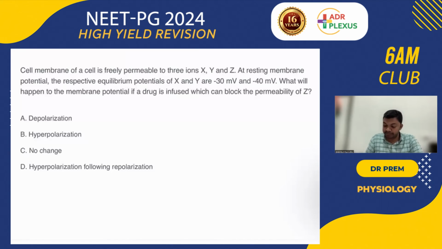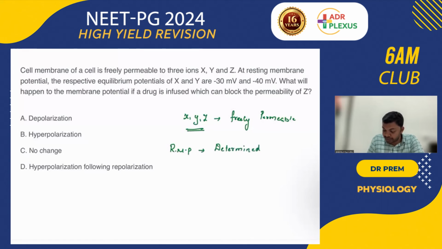Another tough question, kind of important as well. So, people, answer this question, guys. See, there are three ions, X, Y, and Z. And these three ions are freely permeable. And please remember, the resting membrane potential of a cell is determined by freely permeable ions like potassium. It is determined by freely permeable ions only. Or very specifically, the resting membrane potential of a cell is determined by the Nernst potential.